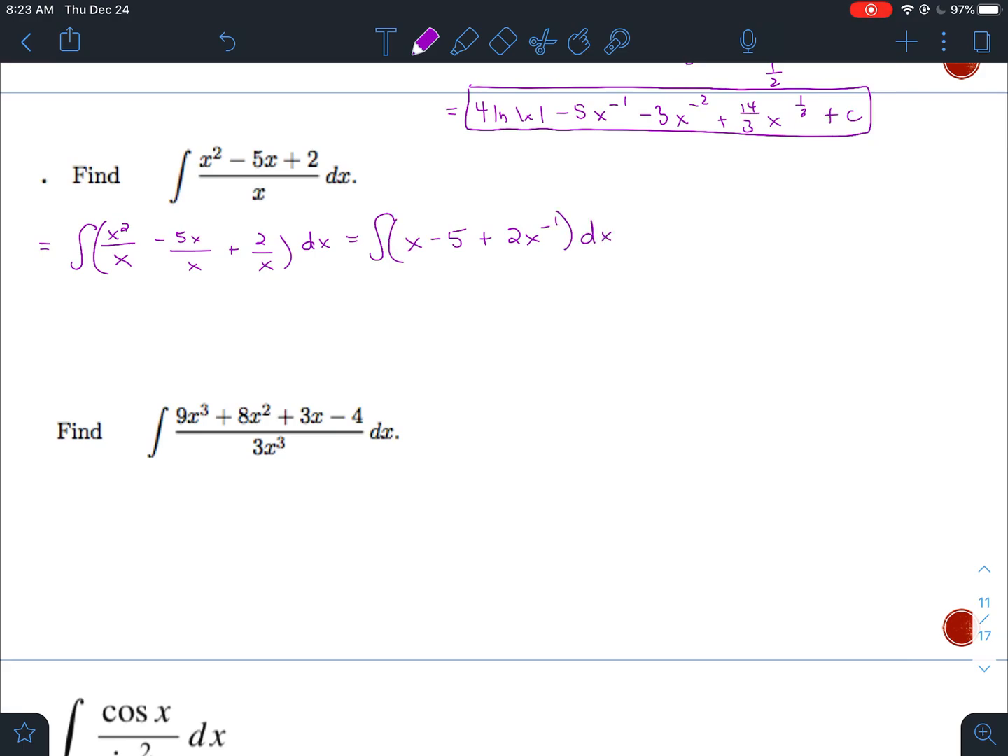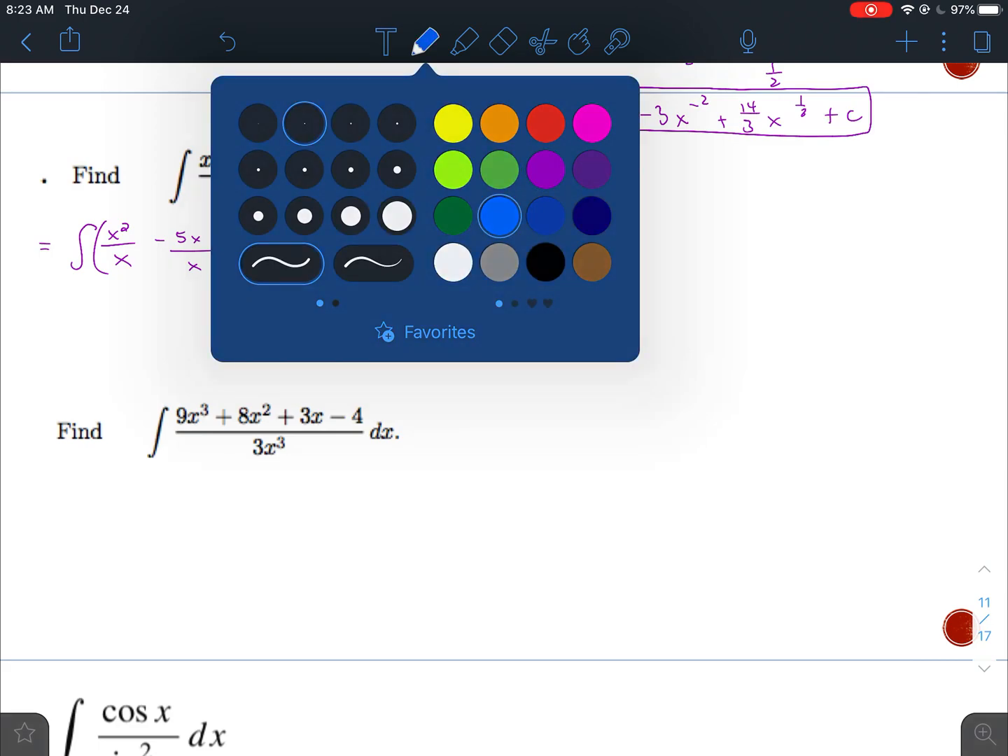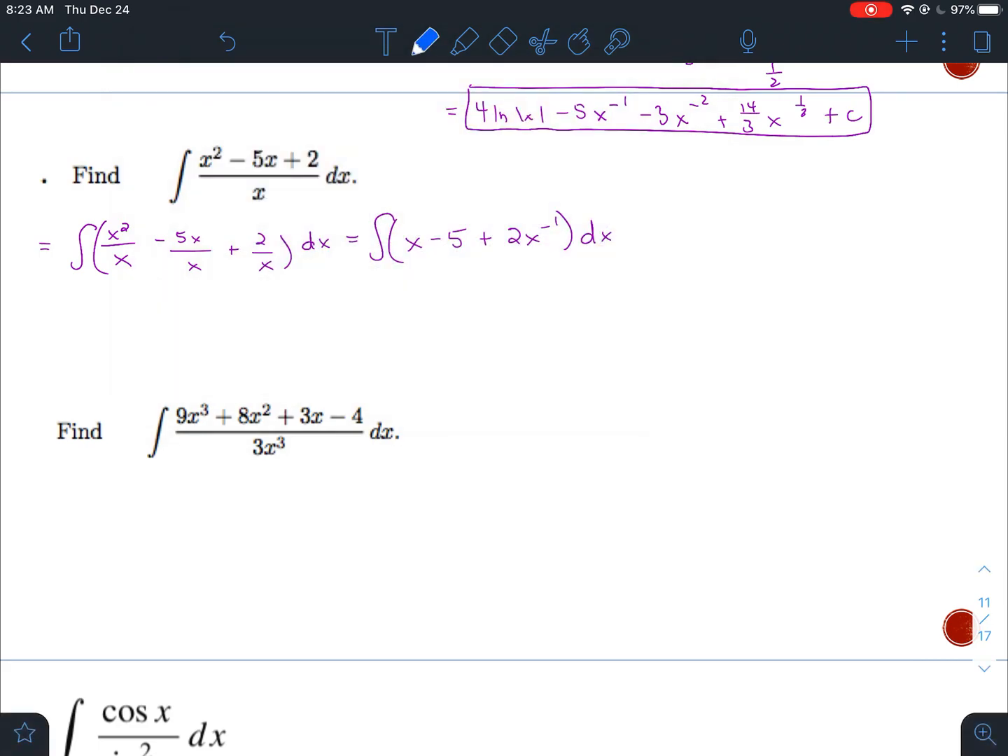And now I can find the antiderivative of that. So if you have a fraction where the denominator is a monomial, right, it's one term, then you can separate it into separate fractions and then reduce each of those fractions. So the antiderivative of this would be x squared over 2 minus 5x, and then be careful on this one because that's the ln. So this will be 2 times the natural log of the absolute value of x, and then plus c.